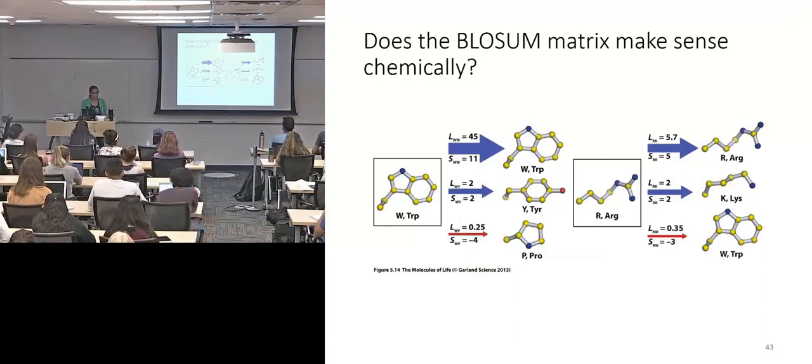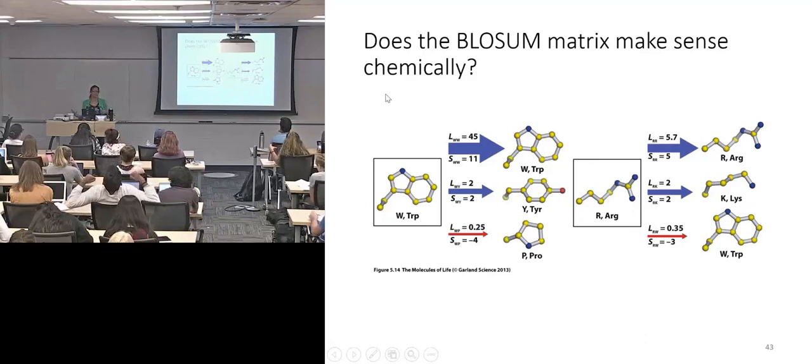Does the BLOSUM matrix make sense chemically? It does. This figure goes through a couple different scores for you. So it talks about keeping tryptophan the same. If you were to replace it with tyrosine, which is somewhat similar, you get a positive score. If you replace it with proline, you're actually getting this less than 1 likelihood score. You'll get a negative substitution for these two. It follows chemically, but we need the matrix to really trust those numbers quantitatively.